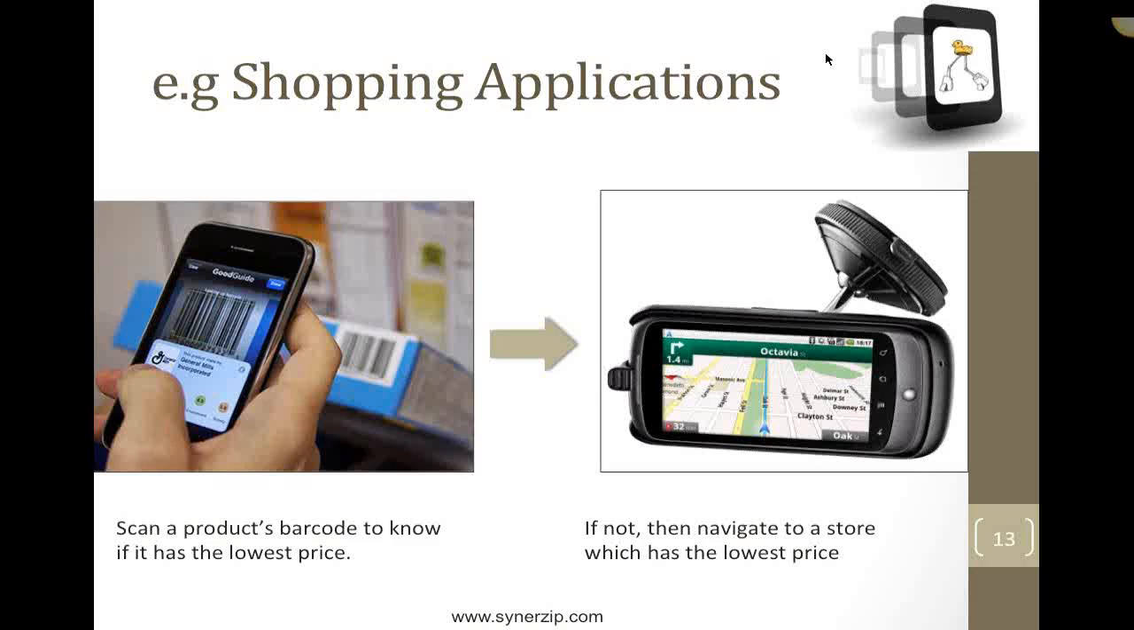If it is not the best price, the application can open the navigator to tell me which store has the best price. And then I can use the navigator to reach over there. In the future, when NFC becomes a reality, I can even pay for that using my cell phone. So it's a quite interesting world of how mobile applications tend to interact with each other.